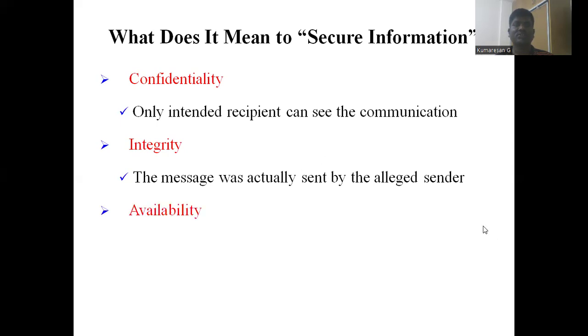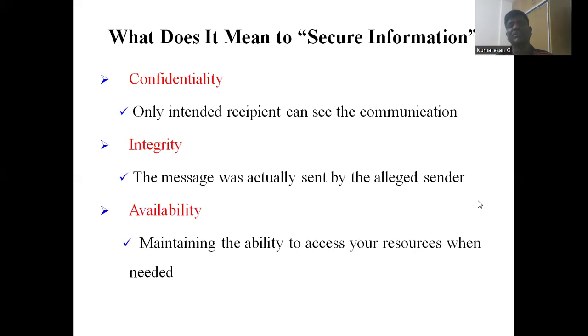And what about the third one? Availability. So what is availability? Maintaining the ability to access your resources when needed.